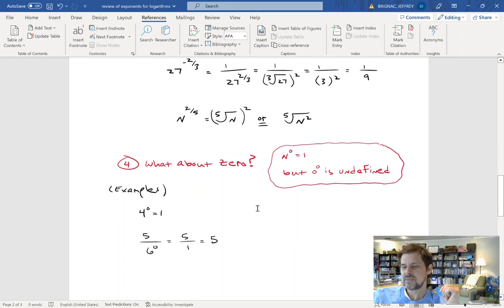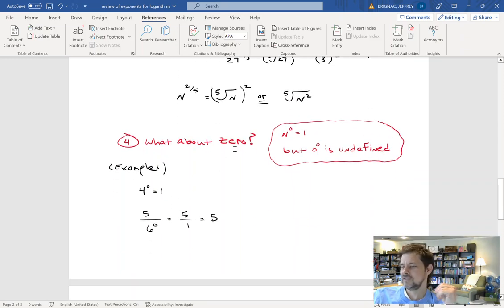Real quick, let's say, what about 0? Sometimes we see 0 as an exponent. If I take a number and raise it to the 0 power, you will get 1. There's an exception to that. 0 to the 0 power is undefined, meaning it's an impossible calculation. It doesn't have an answer. Okay, so if you take a number to the 0 power and you get 1, then 4 to the 0 power would be 1.